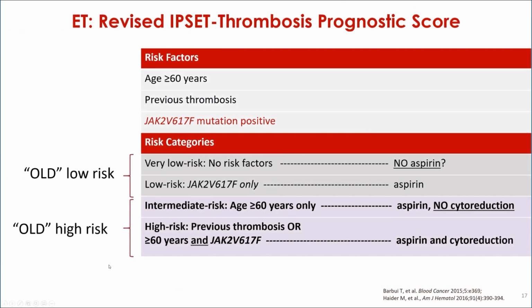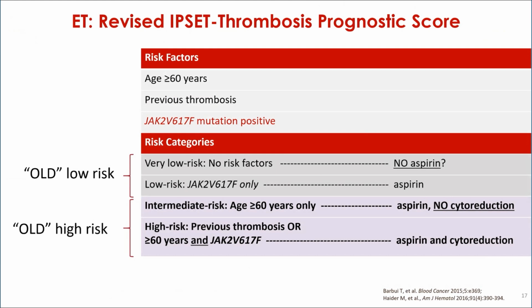You would see in this table at the lower part, the old high-risk patients, remember, age over 60 or history of blood clot, is now modified. The patients that are older than 60 and don't have a clot and don't have a JAK2 mutation are only treated with aspirin.